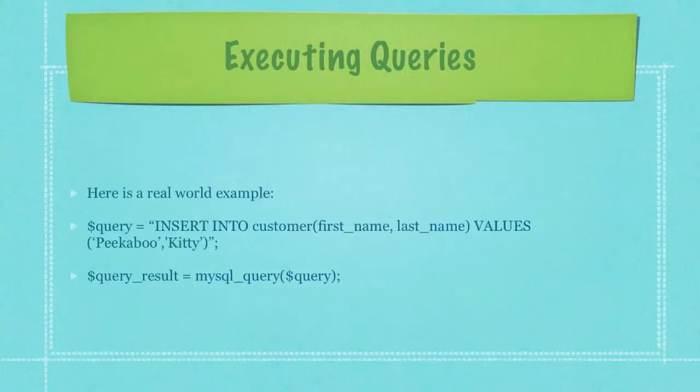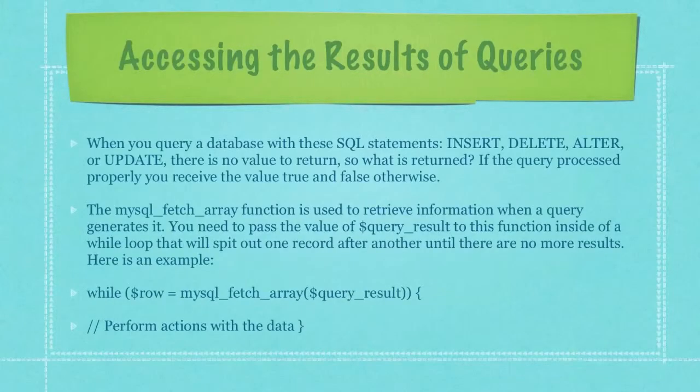Here's a real-world example. What I'm doing here is performing an insert into the table named customer, and I'm assigning the values Peekaboo followed by Gitty to the variables first name and last name. When you query a database with these SQL statements being insert, delete, alter, or update, there is no value to return. So what is returned? Well, if the query processed properly, you receive the value true and false otherwise.